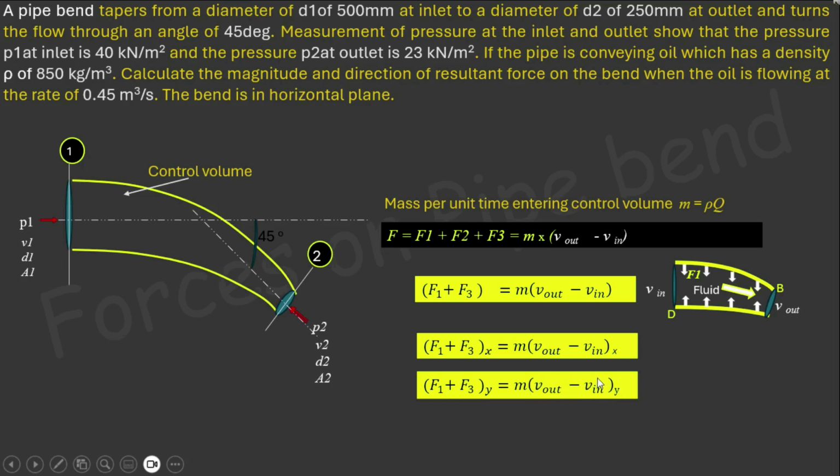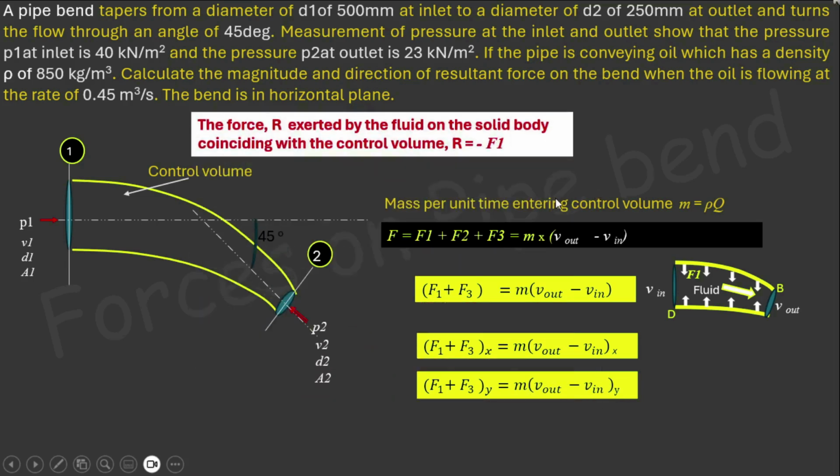velocity in y direction. The resultant force, that is the force exerted by the fluid, is equal in magnitude to F1, but it is in the opposite direction, or R equal to minus F1. So Rx equal to minus F1x and Ry equal to minus F1y, which makes an angle phi with respect to x-axis. So we have to determine Rx and Ry and phi, or in other words, we have to determine R and phi, where R equal to root of Rx square plus Ry square.